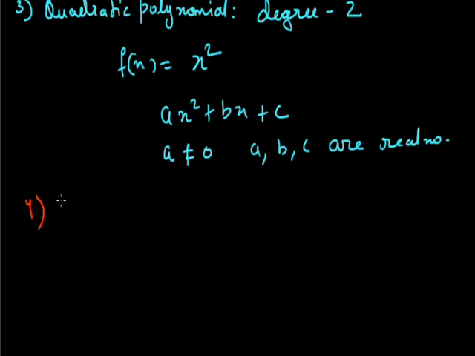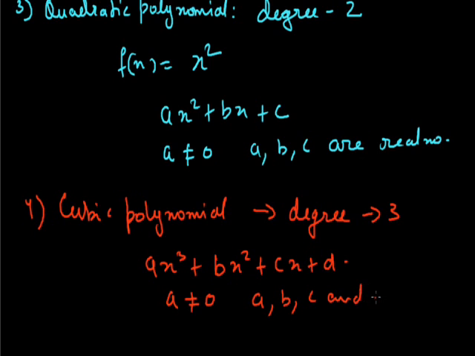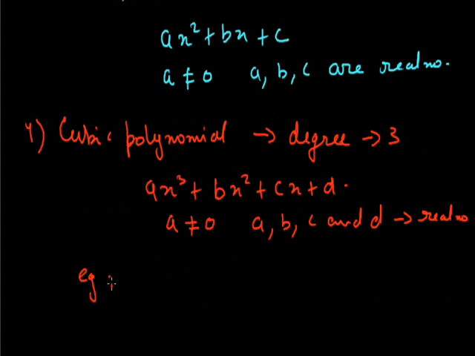Next, the fourth type of polynomial is the cubic polynomial. The degree of a cubic polynomial is 3. The general form of a cubic polynomial is ax cube plus bx square plus cx plus d, where a should not be equal to 0 and a, b, c and d are real numbers. An example of a cubic polynomial is 3x cube plus 4. Here the highest power of x is 3. Therefore, it is a cubic polynomial.